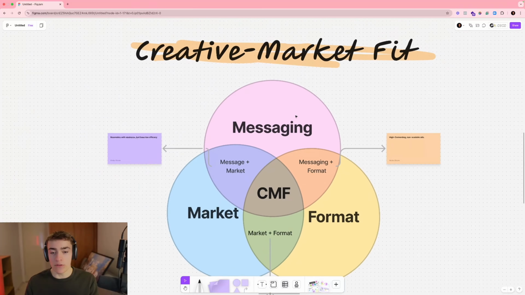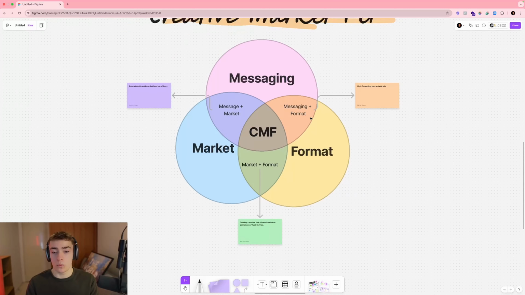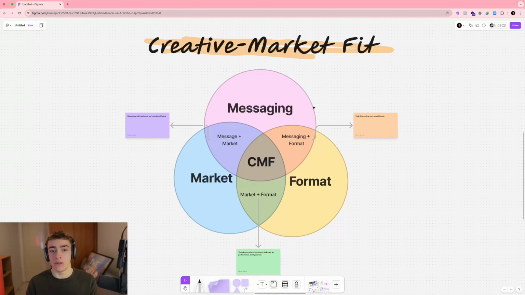On the other hand, if you don't nail the messaging, the market, and the format of your ads, it really doesn't matter whether you're running UGC, an in-feed VSL, GIFs, statics, mashups, or whatever. If you don't nail what we call the creative market fit, you'll still have crazy high CPAs and you'll probably not be able to scale your spend.